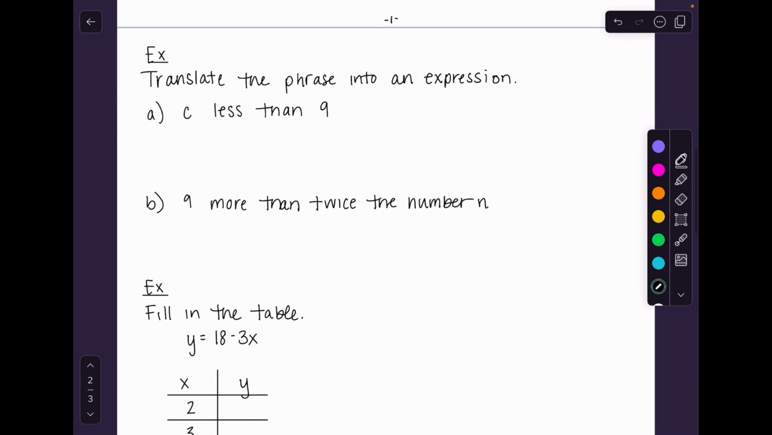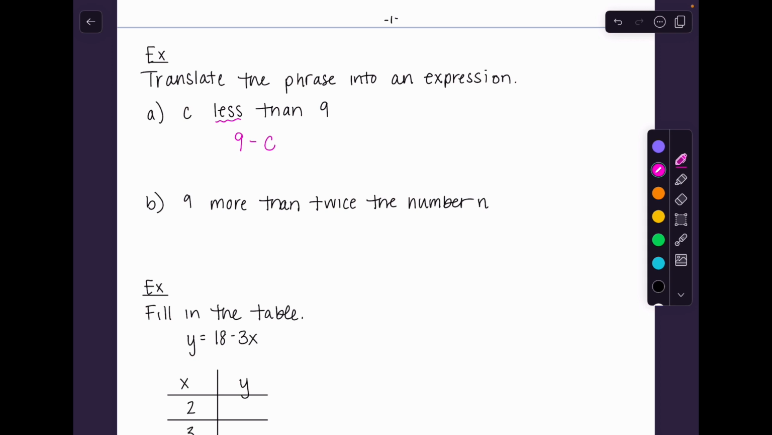Now let's try to build some kind of expression given just some sentence. So each of these, we're going to translate the phrase into an expression. So the first one tells us we are going to take c less than 9. So 9 is our starting point, and I want c less than it. So you have to think of how these words translate to an operation. Less would indicate subtraction. So I'm going to take c less than 9. This will translate into 9 minus c. Because think of if you replace c by a number, 3 less than 9 would be 6, because you do 9 minus 3. So c less than 9 is 9 minus c.